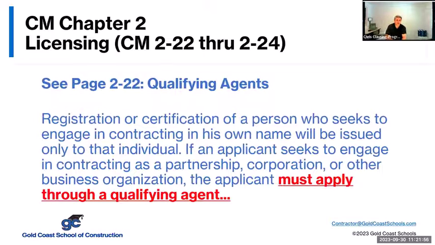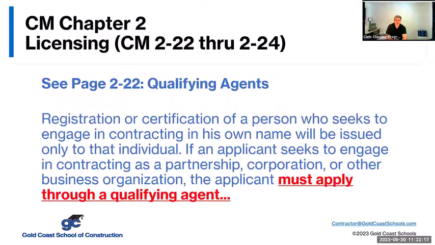Page 222, qualifying agents. This is important. Your license, and again, this is just my commentary on this, but when you obtain your license, your license is gonna be in your name, and then you're gonna either qualify a company or not, but your license is in your name.